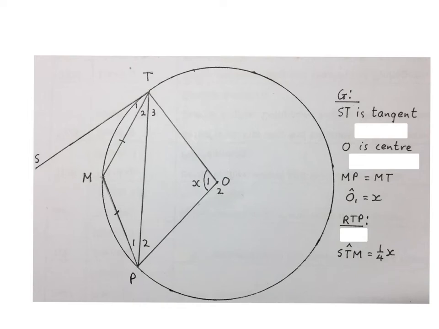Good day. In this video, we're going to prove this circle geometry rider. It is given at the center that O1 is x, and we have to prove that T1 is a quarter x.